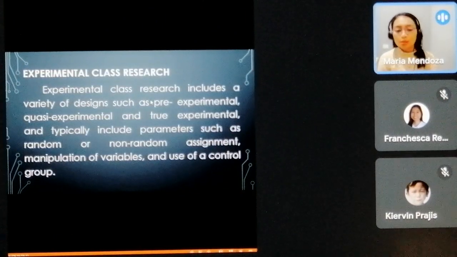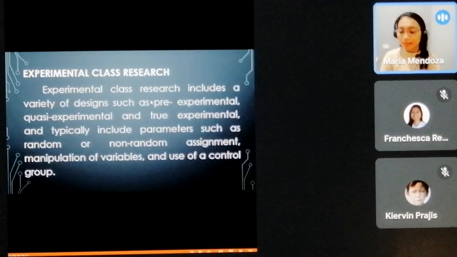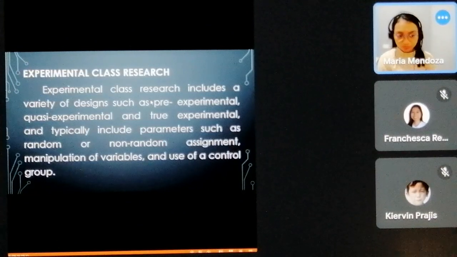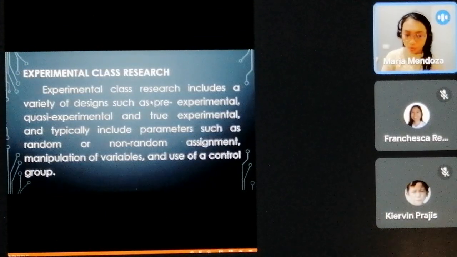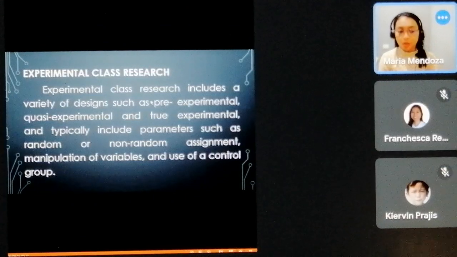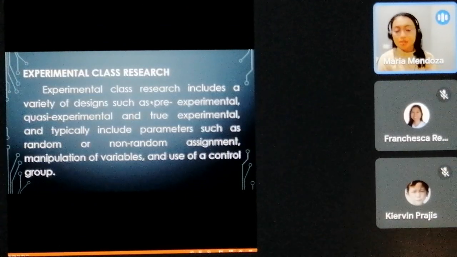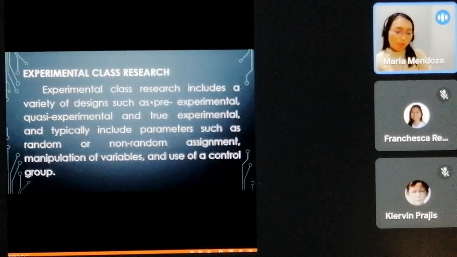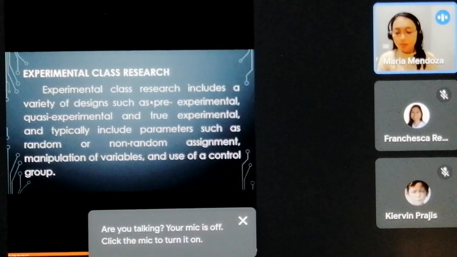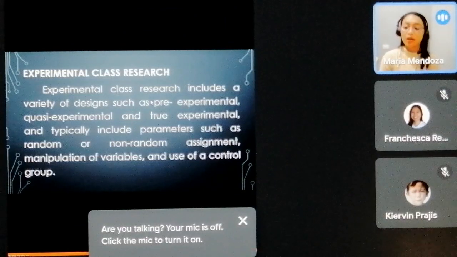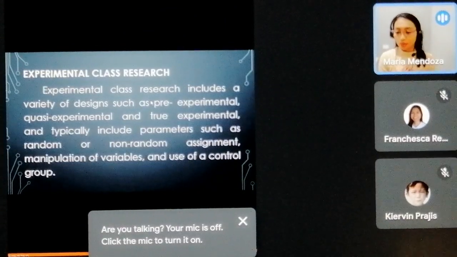Typically, what it includes are parameters such as random and non-random. So what is the example of random and non-random? This is something connected with your respondents. When we say random, as a researcher, I am allowed to choose who will be my respondents. Gusto ko maging respondents si JC, si Kirel, si Francesca, si Juliana, si Jonalyn. Okay. Kasi I'm the researcher. I'll be the one to decide.